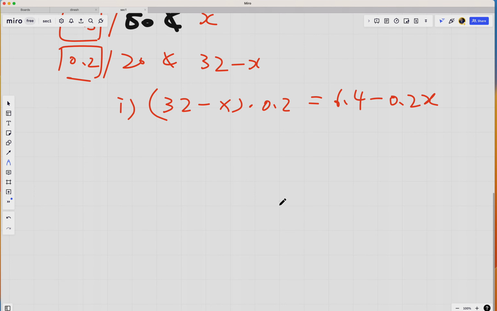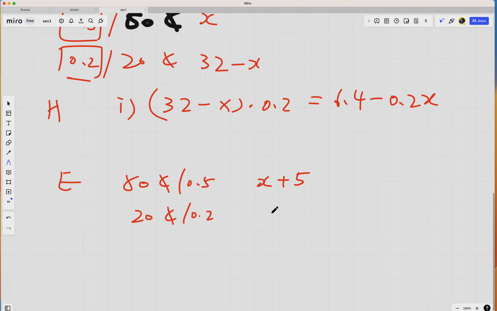Next, Elliot also has 32. He has 5 more 50 cent coins than Harvey. So 50 cent and then 20 cent, and of course 0.5 and then 0.2. And it says he has 5 more, so 5 more means X plus 5. And the rest are 20 cents.